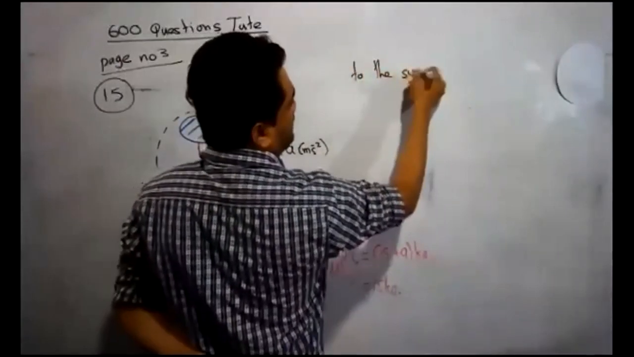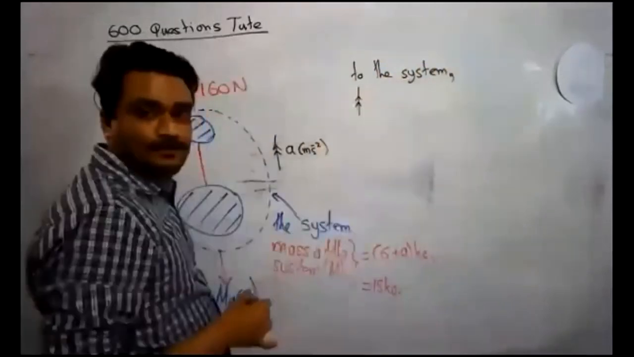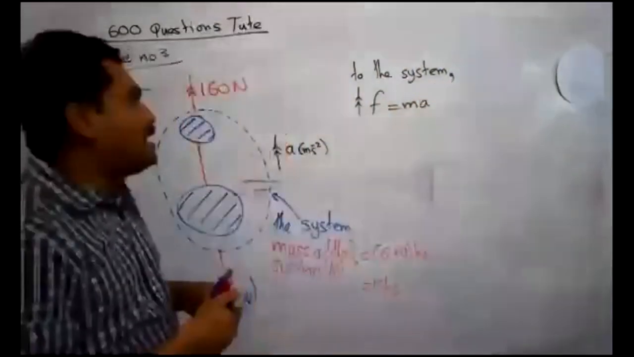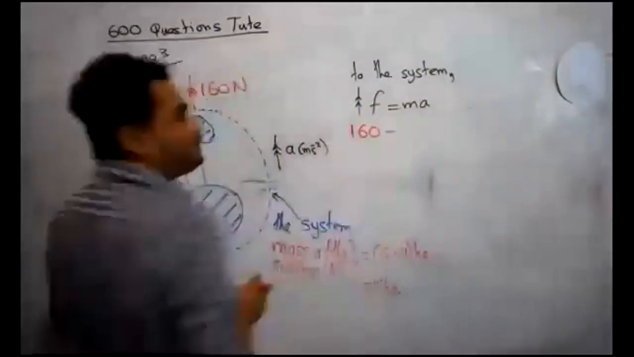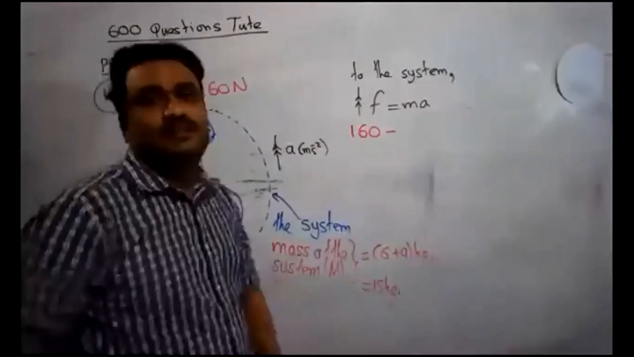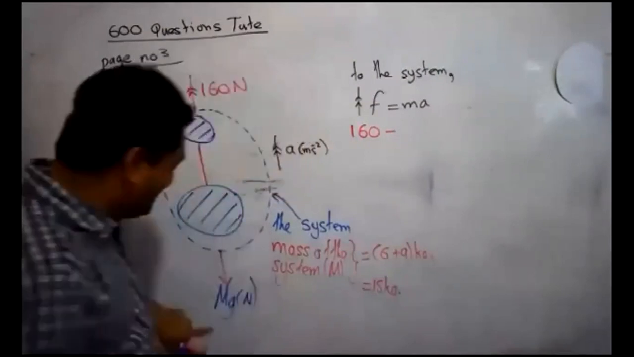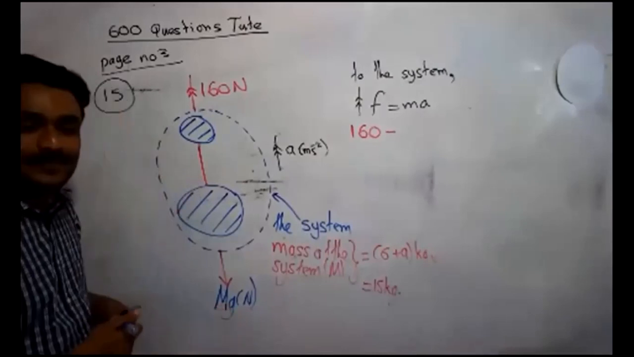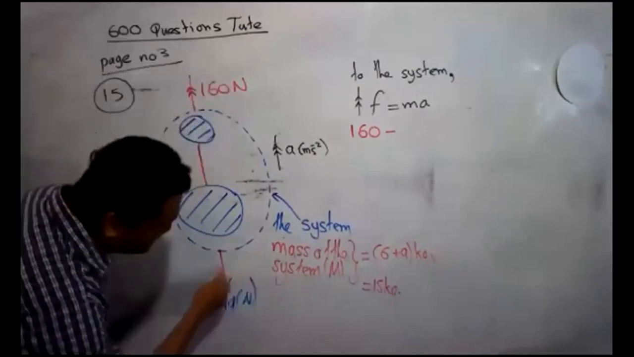Acceleration. Look at the board. The system is moving vertically upward. We apply the equation F equals ma. The upward force is 160. What is the downward force? Somebody please tell me. What is the downward force? Capital M, what is the downward force, dear? Capital MG.